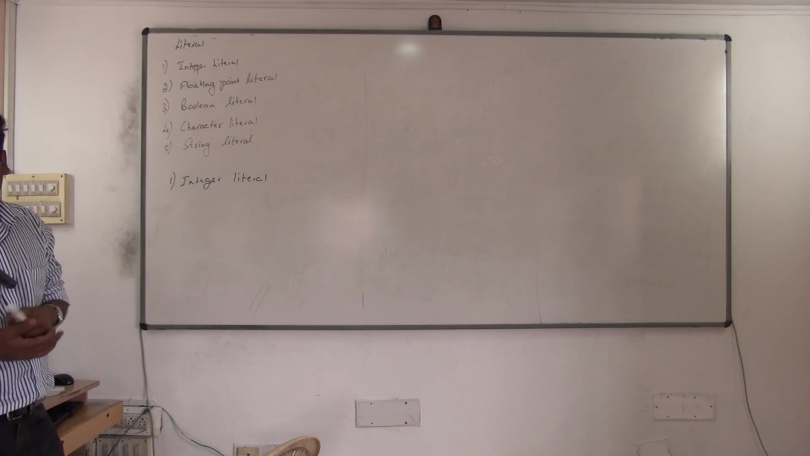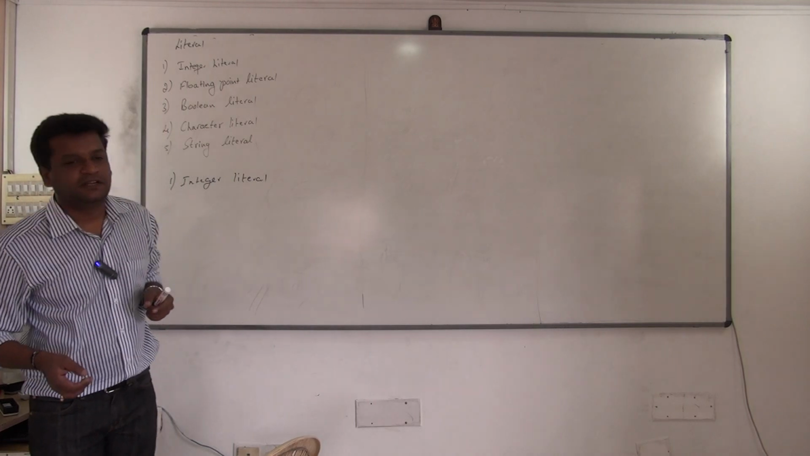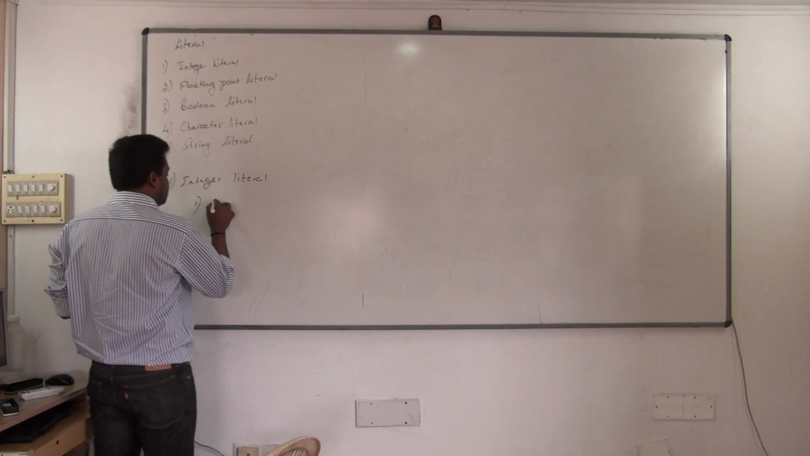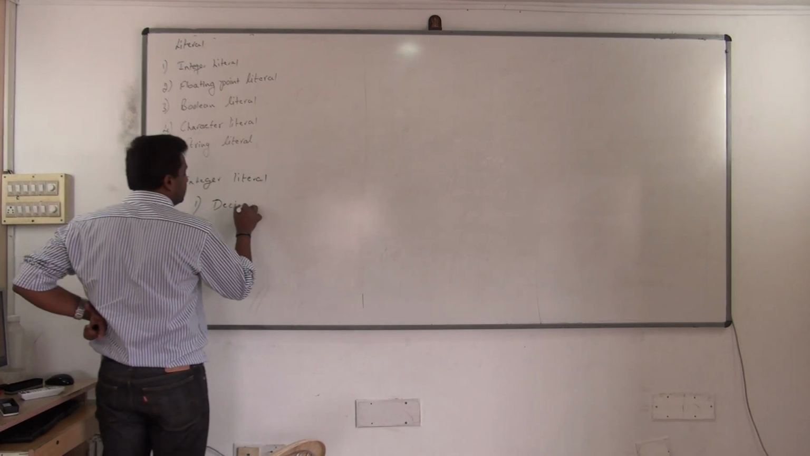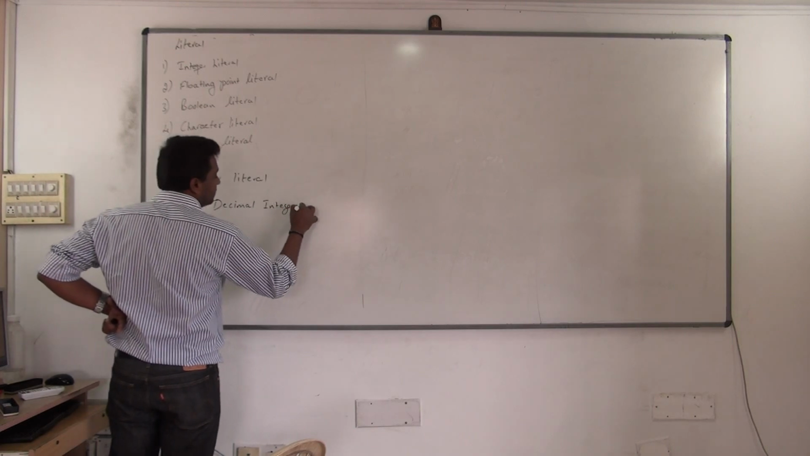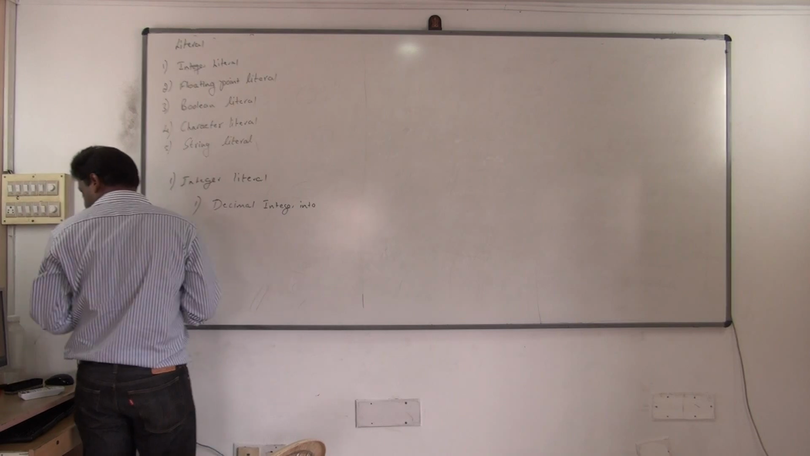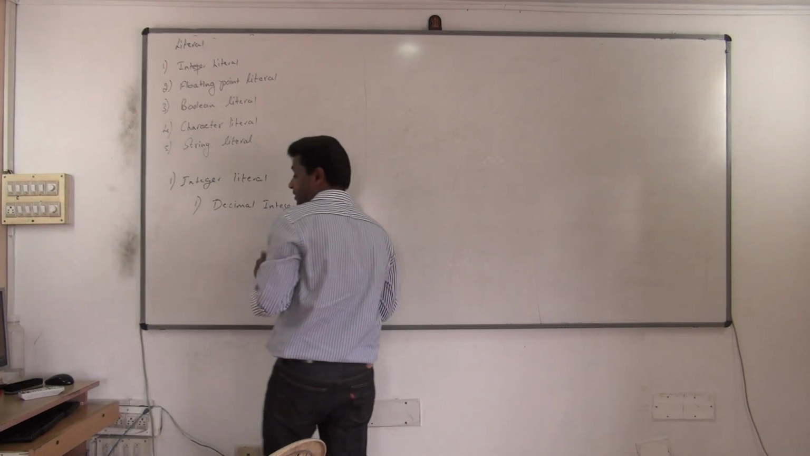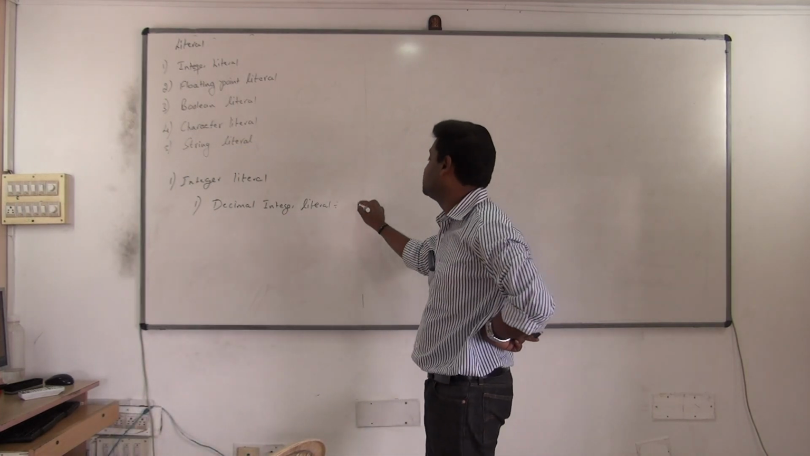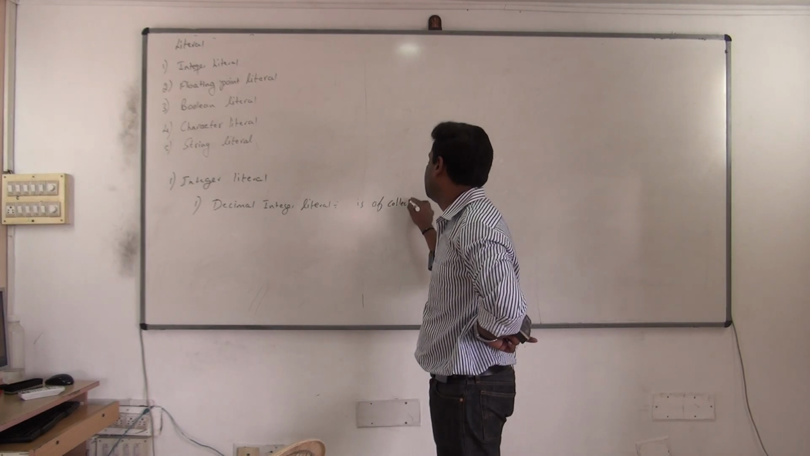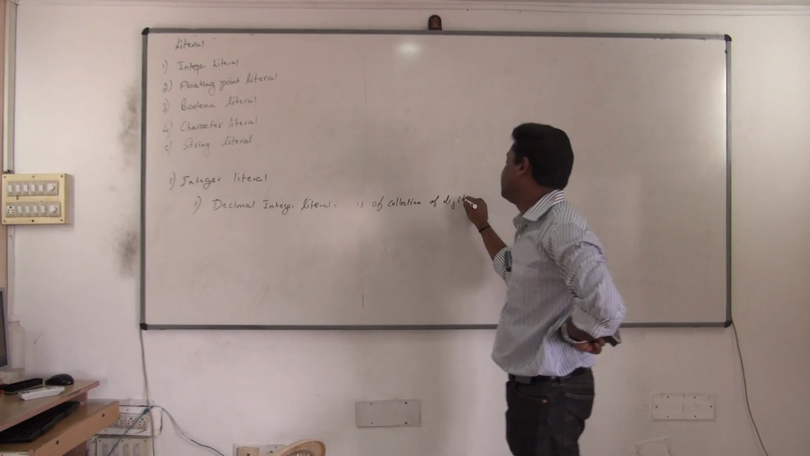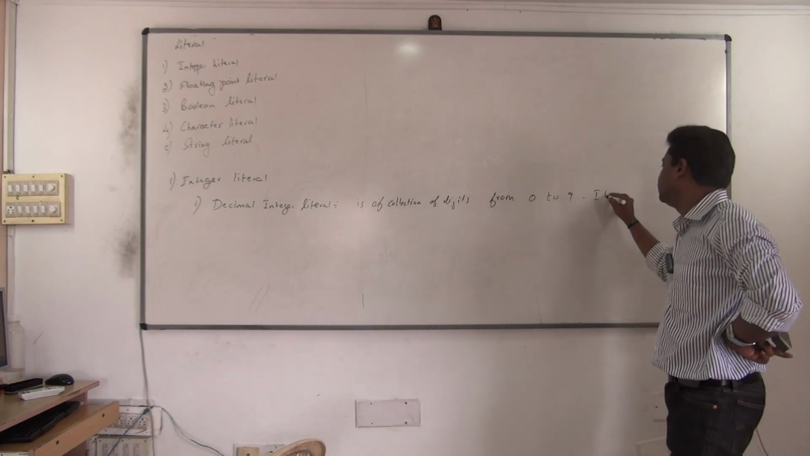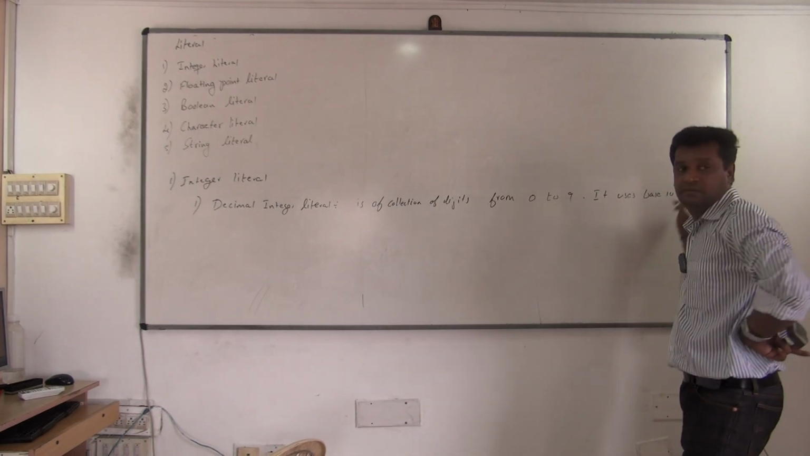There are three types of integer literals. First one is decimal integer literal. It is a collection of digits, from 0 to 9. And you can write one more point. It uses base 10.